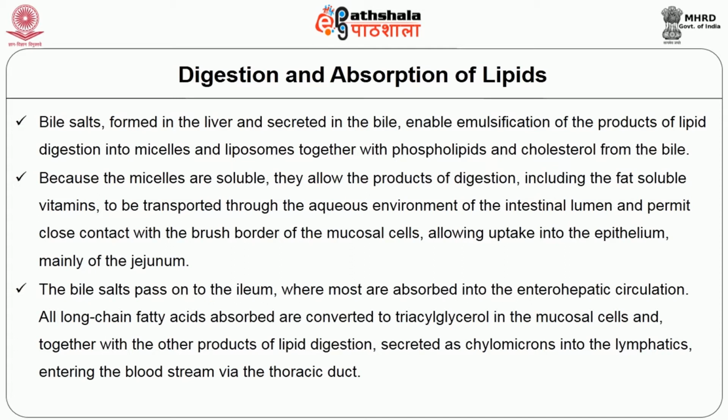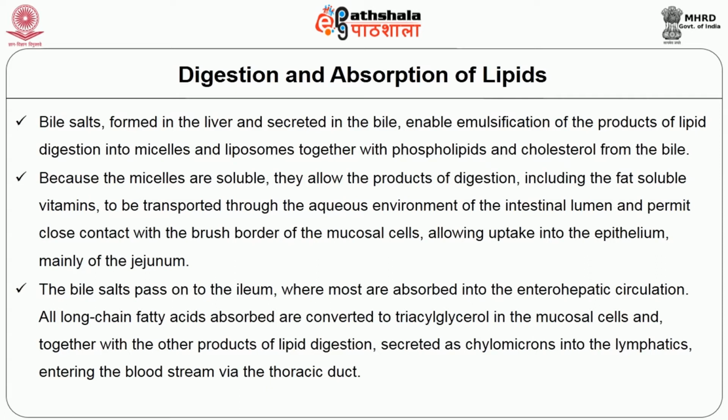Now what happens? They all aggregate and form micelles and liposomes. They form micelles and liposomes of both the phospholipid component of lipid and the cholesterol from the bile. Because the micelles are soluble, now we have converted the insoluble lipid into a soluble micelle. They allow the products of digestion, including the fat soluble vitamins, to be transported through the aqueous environment of the intestinal lumen, and they permit close contact with the brush border of the mucosal cell and help in the absorption.